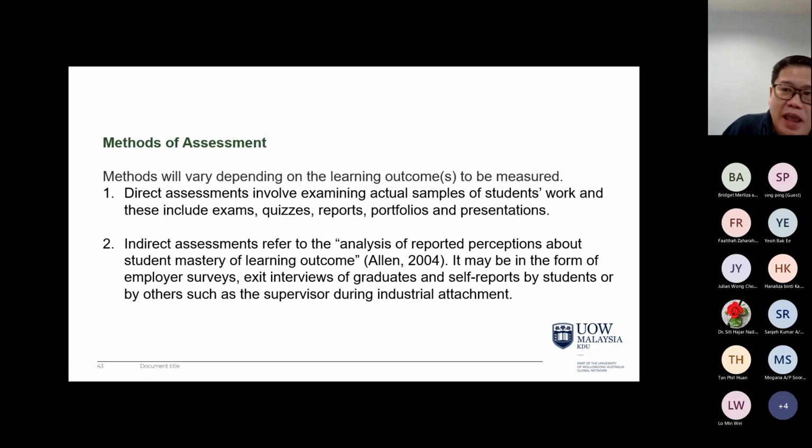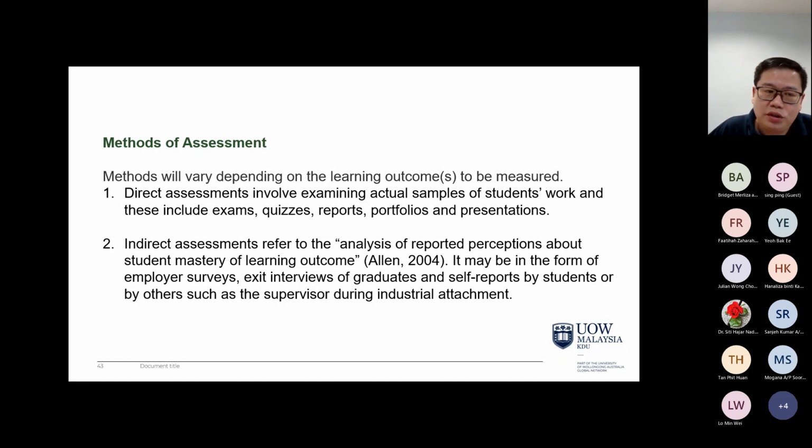So modes of assessment: methods will vary depending on the learning outcomes to be measured. What do you want to measure? Direct assessment involves examination of actual examples of students' work: exams, quizzes, portfolios, and so on. So we have direct assessment, and we also have indirect assessment. Now you may ask, is there such a thing as indirect? There is. For example, analysis of reported perceptions about students' mastery of learning outcomes. All right. Employer surveys, exit interviews, and so on.